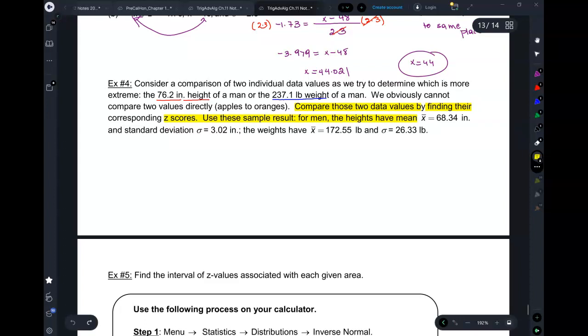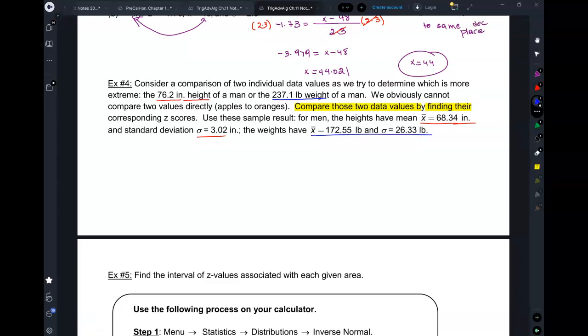Okay, so take a look. I'm going to color code this. The heights have a mean of 68.34 inches and a standard deviation of 3.02. The weights have x bar here and sigma there. So we're going to find the z-score for both of them.